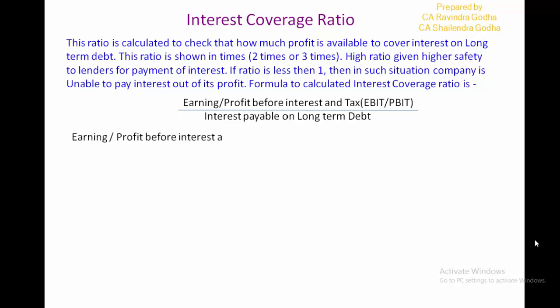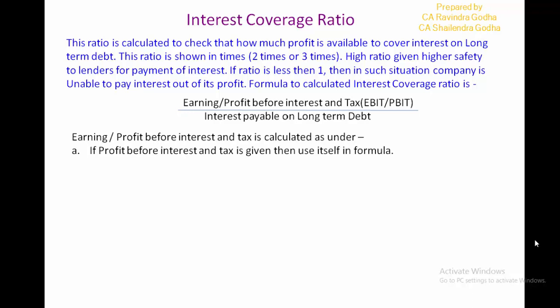Earning or profit before interest and tax is calculated as under. First case: if profit before interest and tax is given, then use it itself in the formula. Why have I written this point here? Because sometimes the direct value is given in the question, but students add interest or tax to it. Do not add or deduct anything from this.